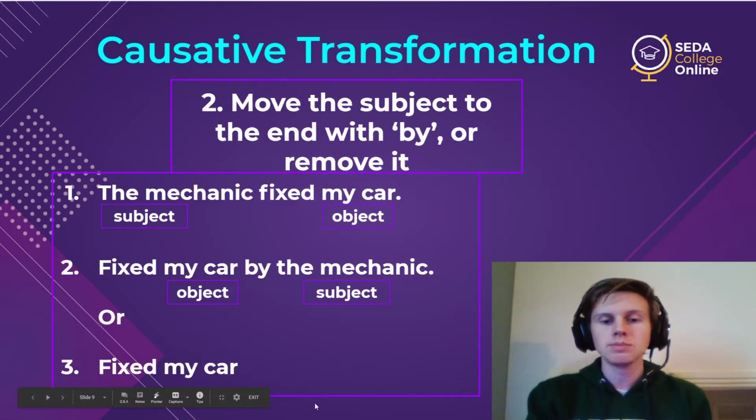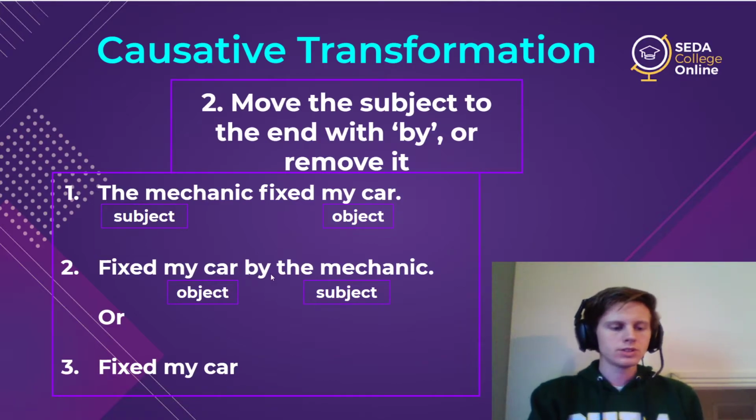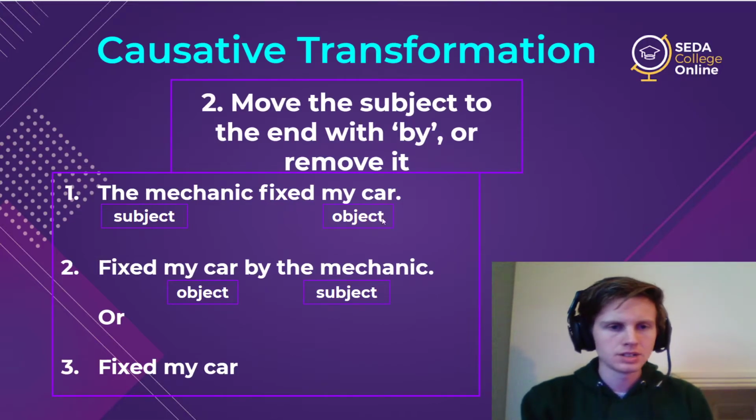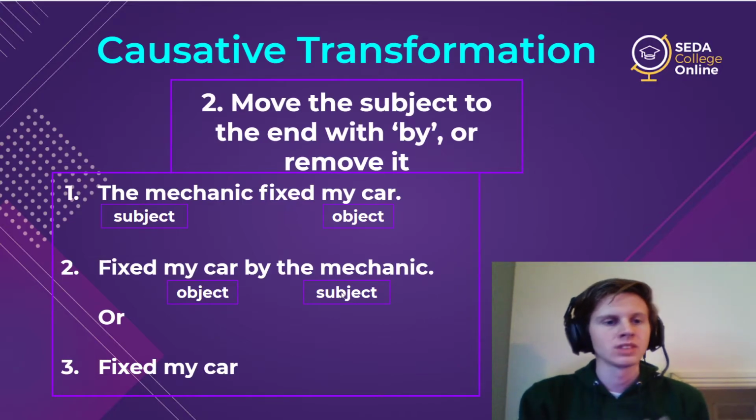And as I said, we can remove it entirely. So we can keep it or remove it, but I've got it at the end of the sentence, and I add my by phrase here. So this is the first step of the transformation. We've identified our parts. This sentence, yes, it has the correct meaning, so I move my subject to the end of the sentence.